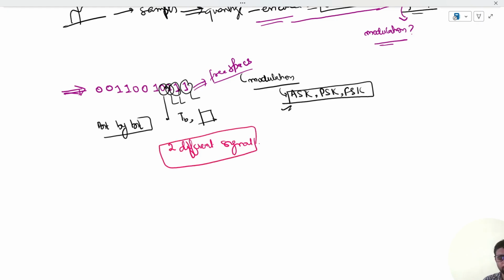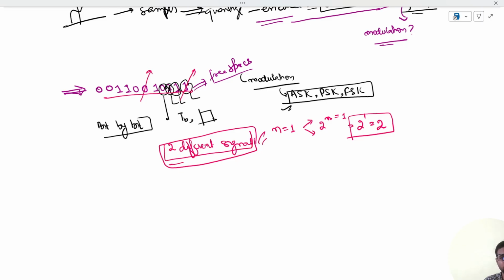Why two different signals? Because for single bits, that is n equal to 1, how many different signals are required? That is 2 raised to the power n, that is 2 raised to the power 1, which is equal to 2. Only two signals are required to represent these two bits. So if we are doing bit by bit transmission, we will have to transmit either 1 or 0.